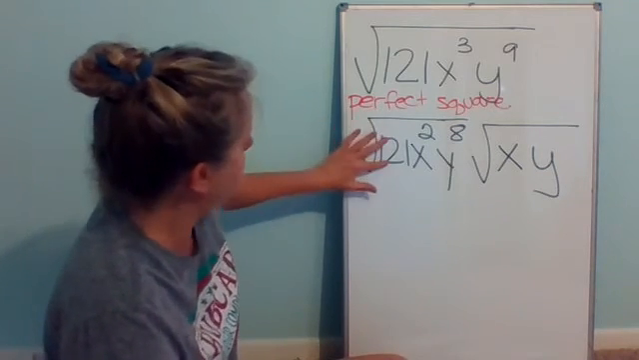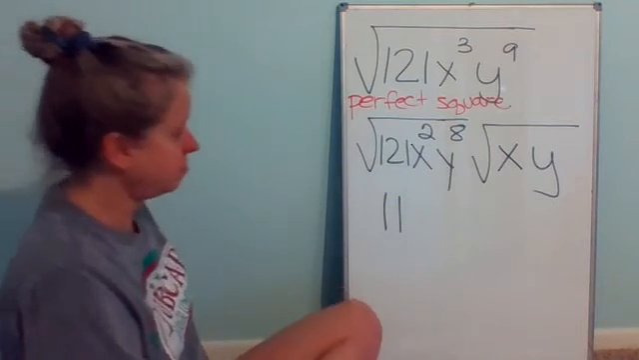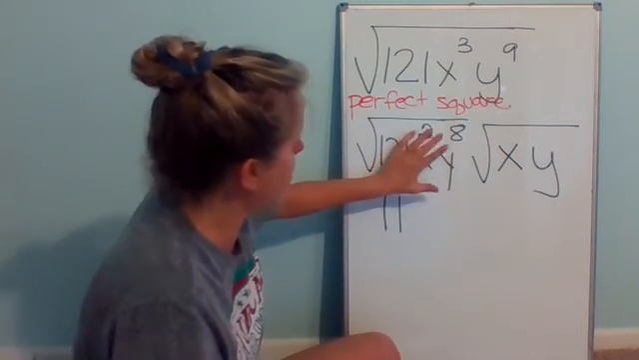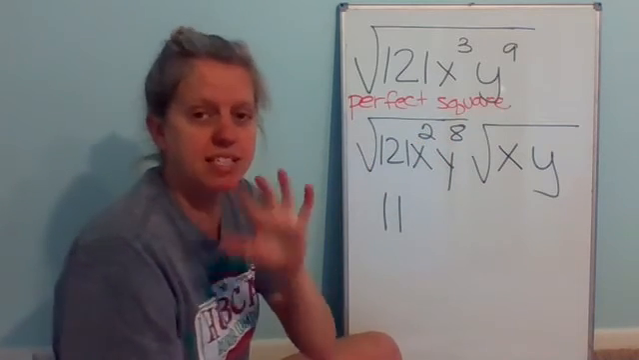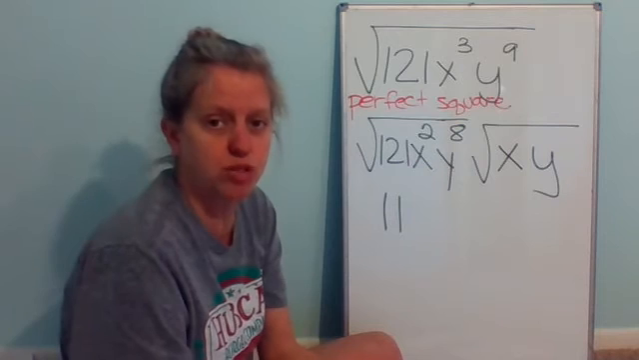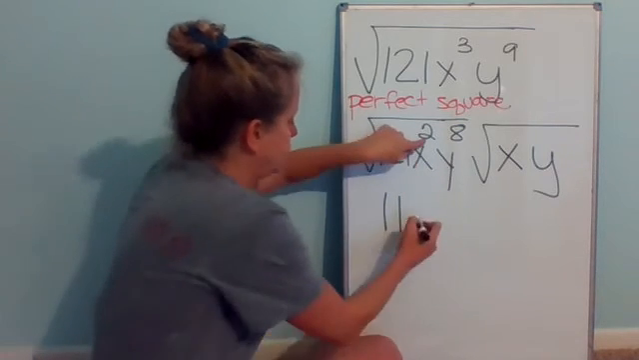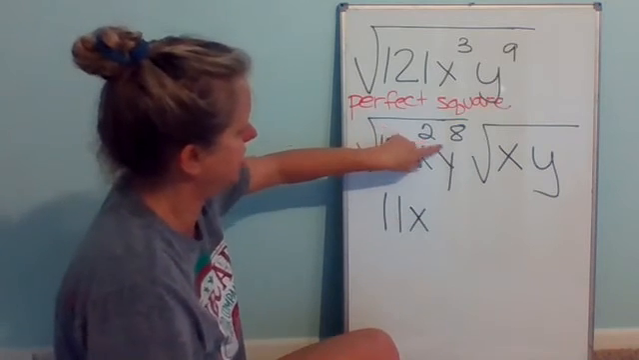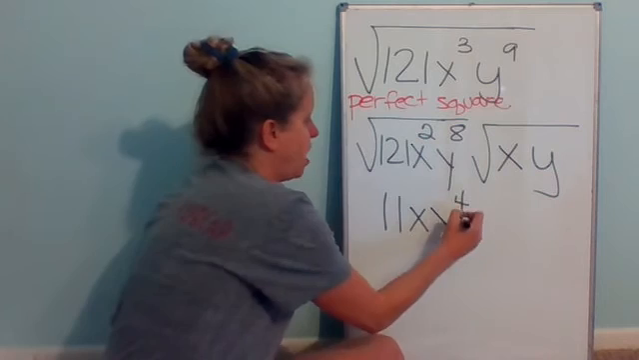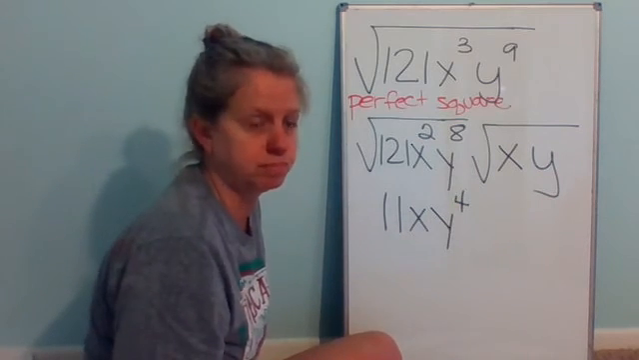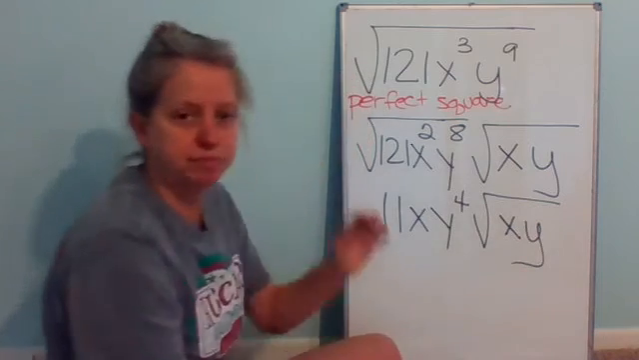So let's see, the square root of 121 is 11. What's the shortcut? Why did you make these even and divisible by 2? Because that's what you do with square roots of exponents, you divide them by 2. So that one, if I divide by 2, will just give me x. This one, if you divide y to the 8th by 2, you get y to the 4th. Your trash just drops down.